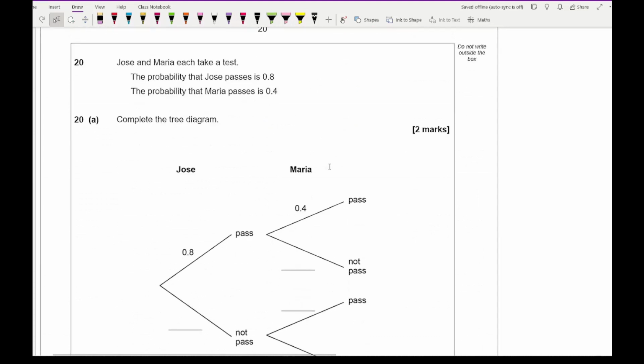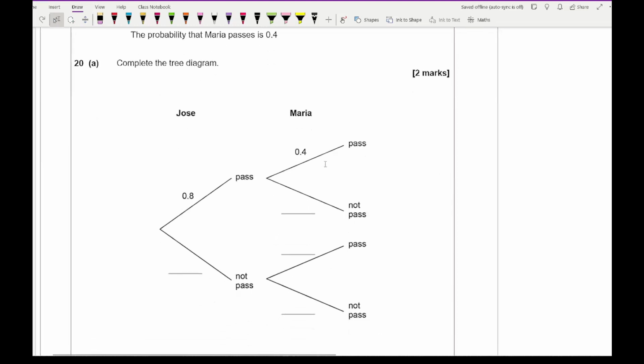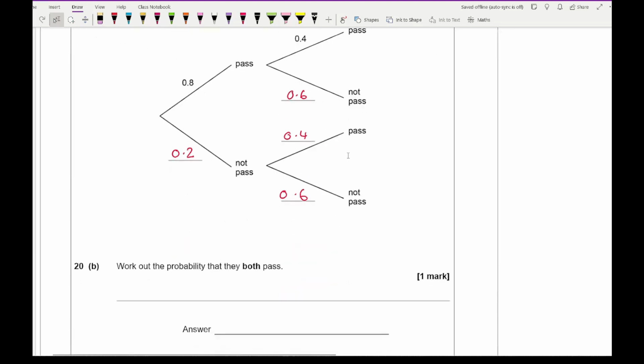Then moving on to question 20, it says that Jose and Maria each take a test. The probability that Jose passes is 0.8 and the probability that Maria passes is 0.4. Complete the tree diagram. So again, we need to make sure that each branch adds up to 1. So 1 take away 0.8 is 0.2. 1 take away 0.4 is 0.6, and the probability of Maria passing is 0.4, and the probability of her failing is 0.6.